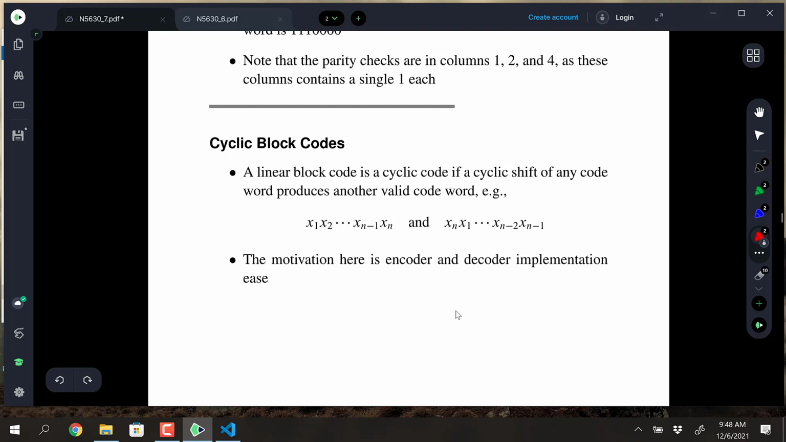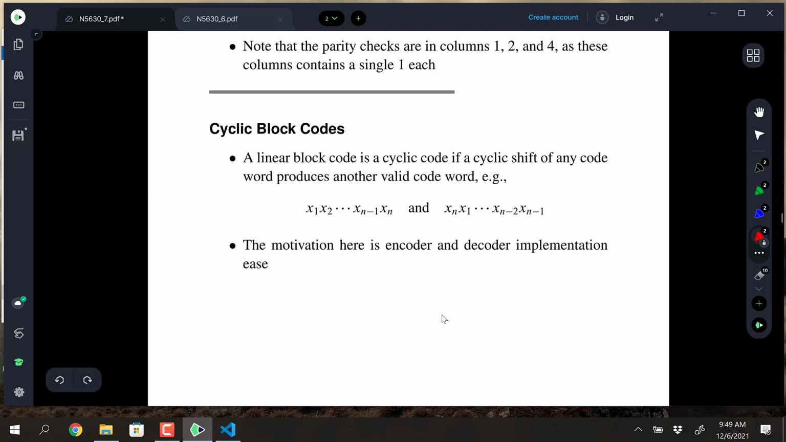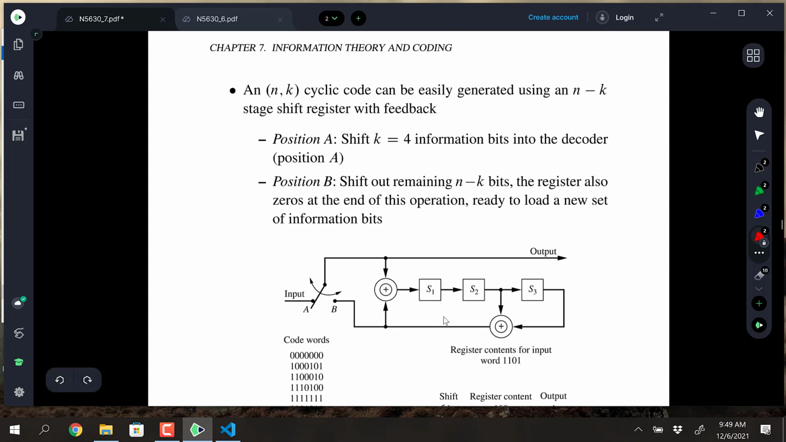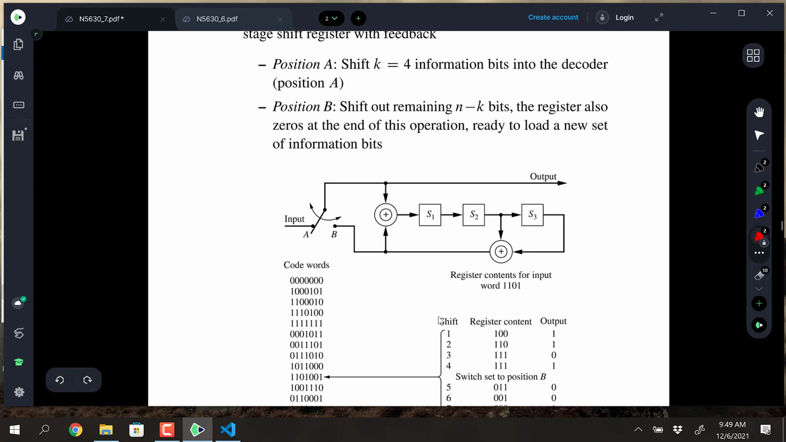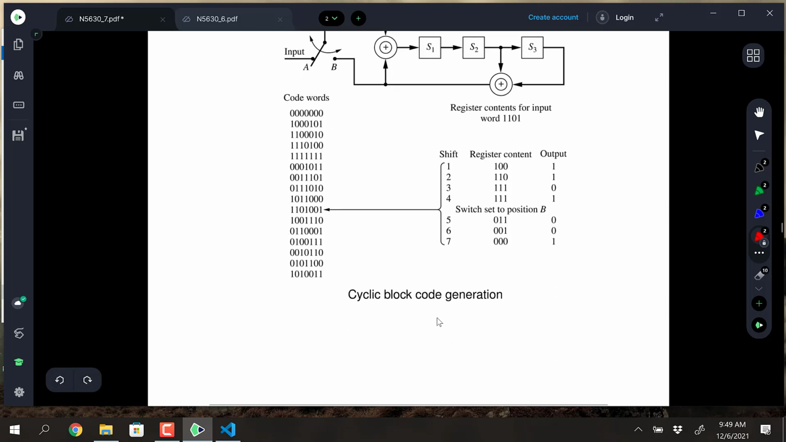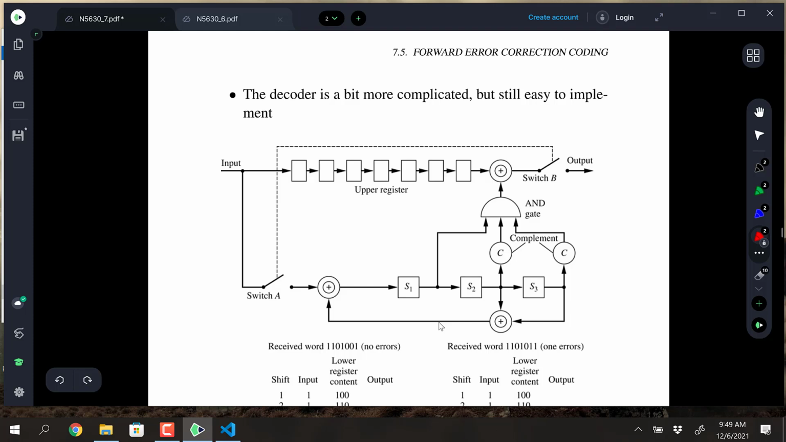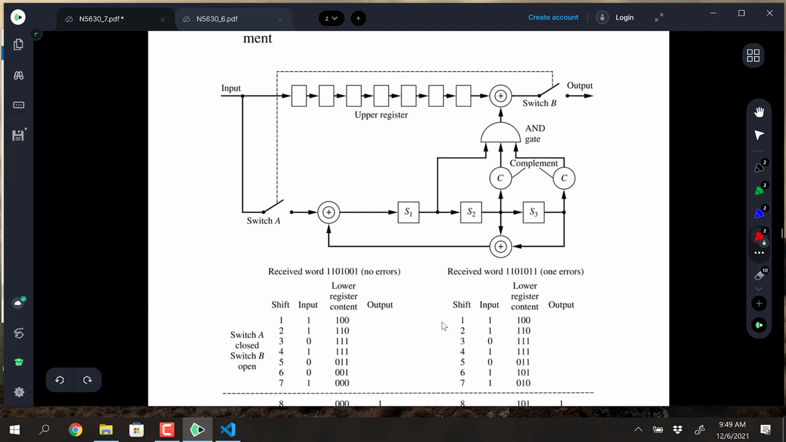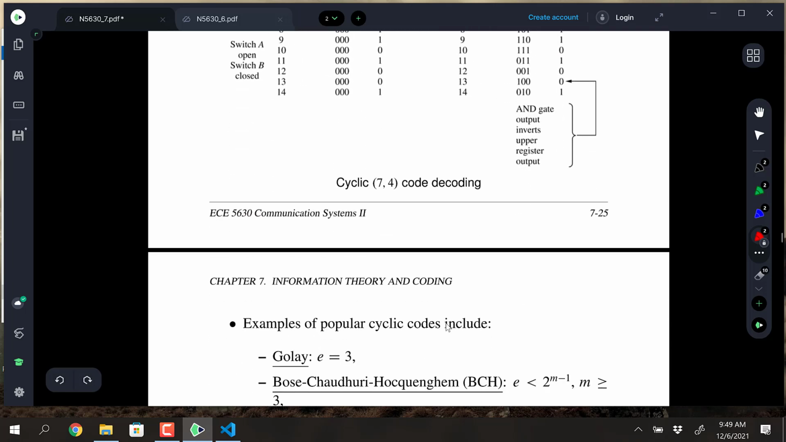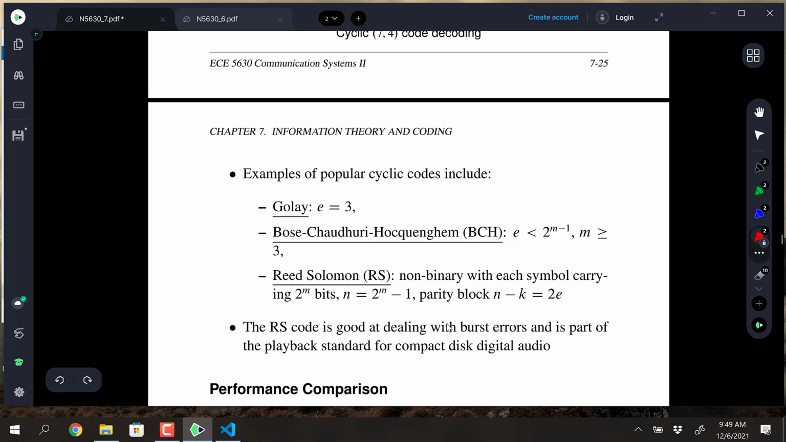There's cyclic block codes. This is a little bit more sophisticated, and this has a cyclic shift of any code word, produces another valid code word, so it allows for some efficiency. In the way you generate the code words, you can do it with a shift register sequence generator, and this is right out of the book. And then you can decode it with a fairly simple technique that's described here.